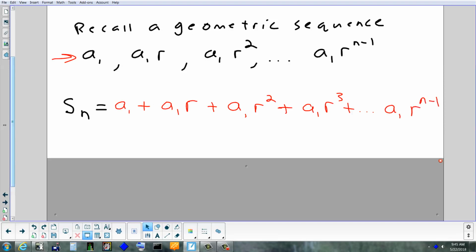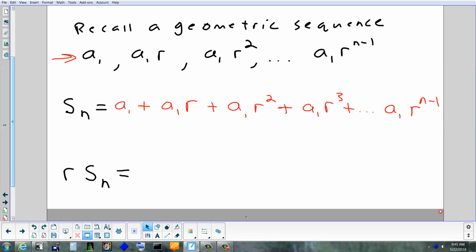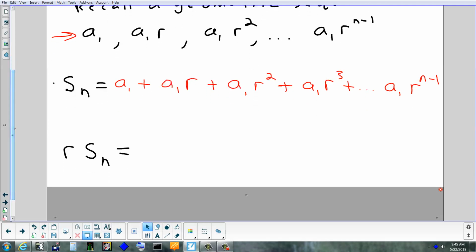Now, the next thing I'm going to do, at first you're going to be like, why is he doing that? For now, don't worry about why I'm doing it. Let's just do it, and I'm going to show you something that happens in a second. I want to find r times S sub n. So all that means is every term in S sub n is getting multiplied by r. So what would that make the first term if it got multiplied by r? Yep. A sub 1 r. What would that make the second term? Yeah. A sub 1 r squared.